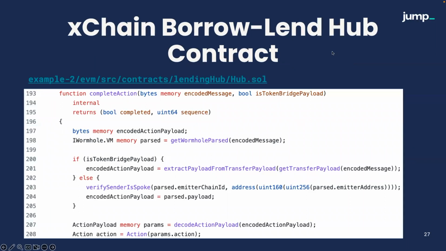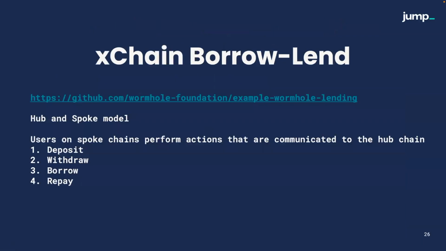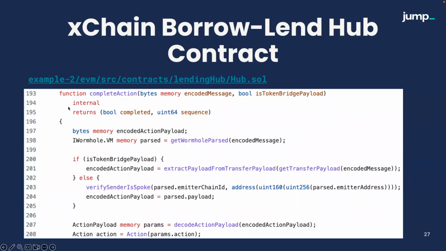So these are some of the core touch points to look at if you want to build a borrow lend protocol. This is kind of where the core logic is. So this is the function that is on the hub chain, would receive the VAA and then take whatever action the VAA says, like whether the action is deposit, withdraw, borrow, repay. This receives the VAA, verifies the VAA against the token bridge, and then sort of performs that action on top of it.